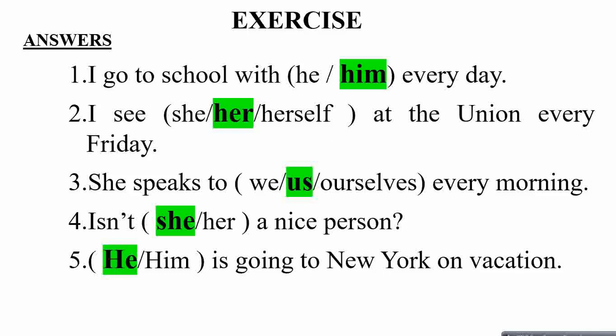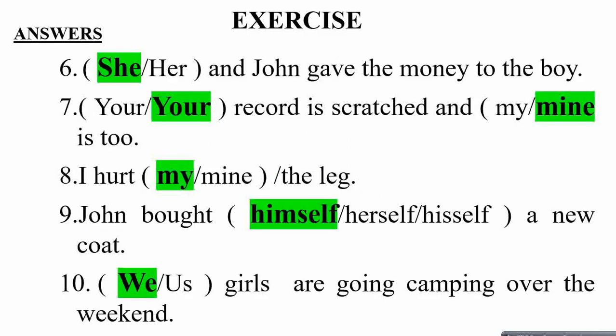So it's not about him, it's about he is going to New York on vacations. Question 6, she or her and John give the money to the boy. It's about she and John, not her and John. So she and John give the money to the boy.